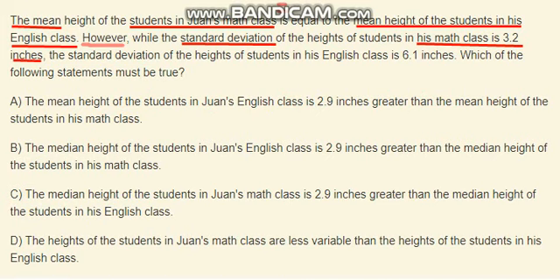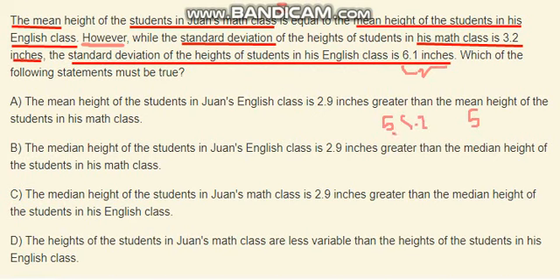The standard deviation is 3.2, and the standard deviation of the height in his English class is 6.1 inches. So we can clearly see that the heights of the students in math class are going to be more clumped around the mean. So, for example, let's say the mean is 5 in math and 5 in English. In the math class, you'll have something like 8.2, which is very close, but in the other one you'll have something like 11.1, 6.1 to each side, and so on and so forth. Basically, even though the average is 5 for both data sets, the data points themselves are far away from the average.